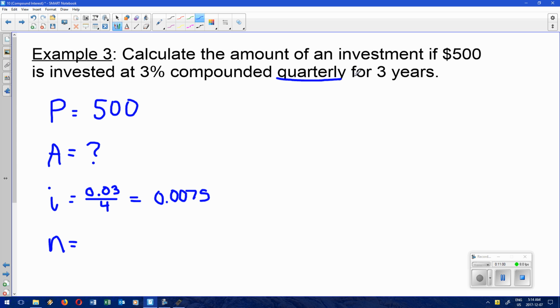And for n, that's 3 years, and it's quarterly. So 4 times per year times 3 years is 12. So we're going to have 12 deposits of interest. Okay, so now we'll run through the formula.